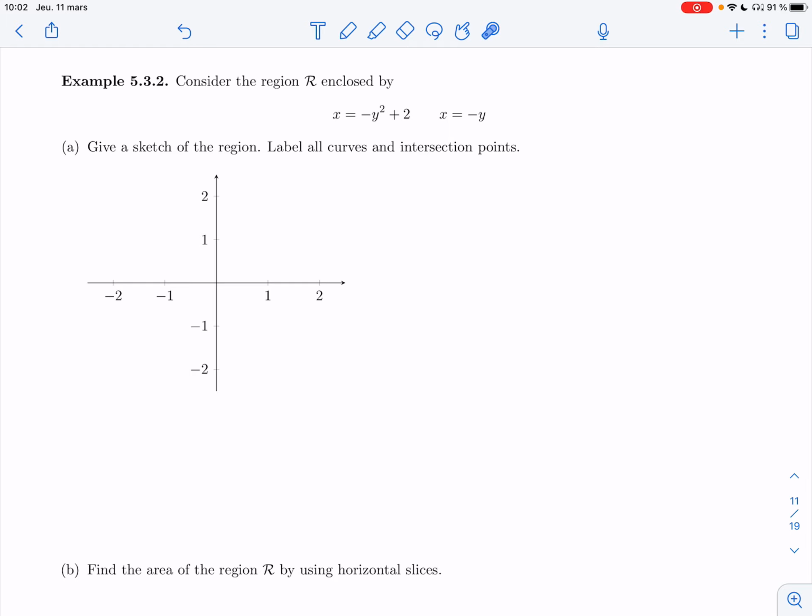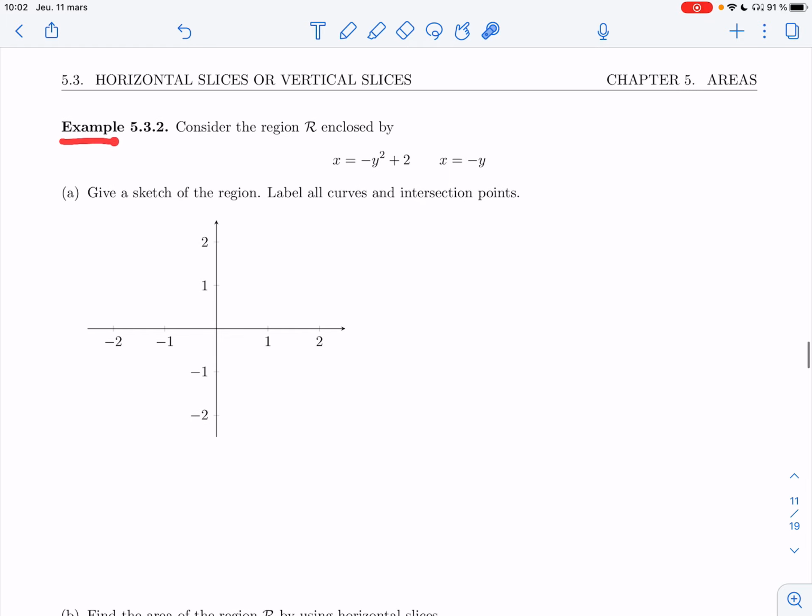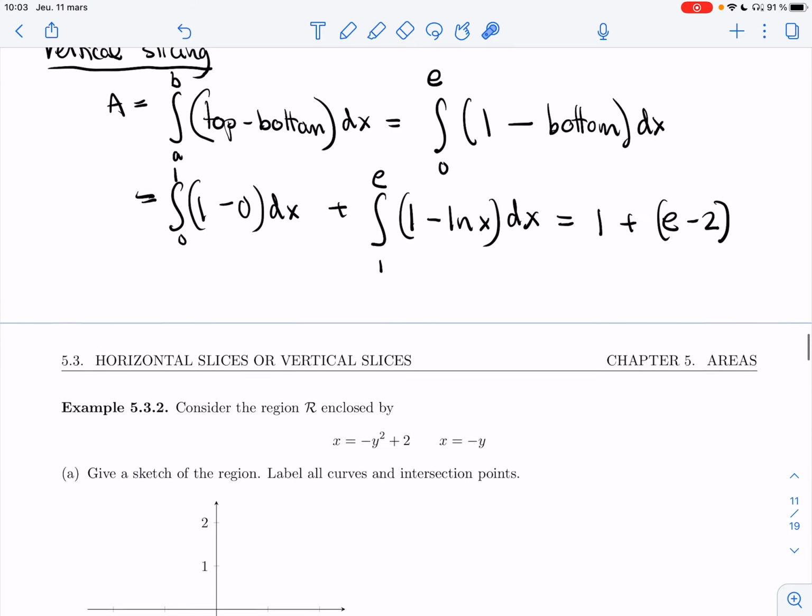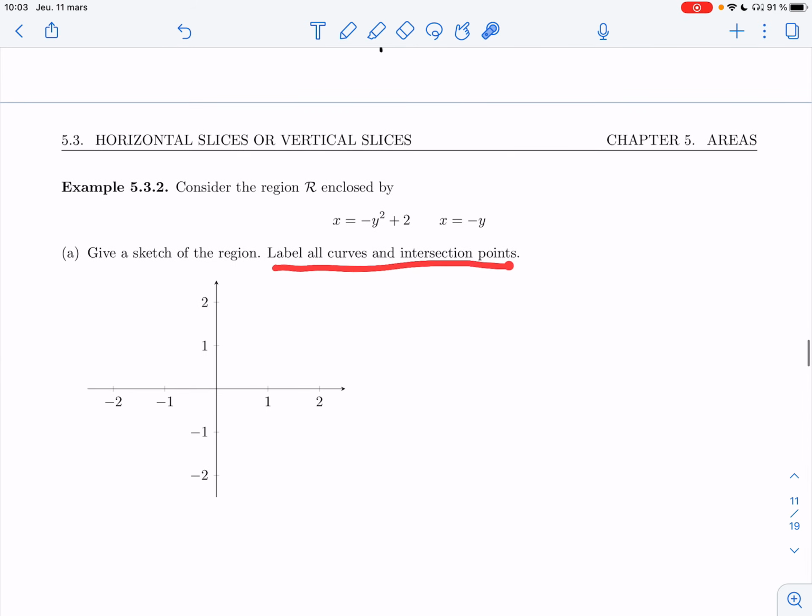All right, I want to do one last example in this section, example 5.3.2. I want to consider the region enclosed by x equals minus y squared plus 2 and x equals minus y. I'm going to start by giving a sketch of the region. I'm going to label all curves and intersection points. All right, so let's find these intersection points.